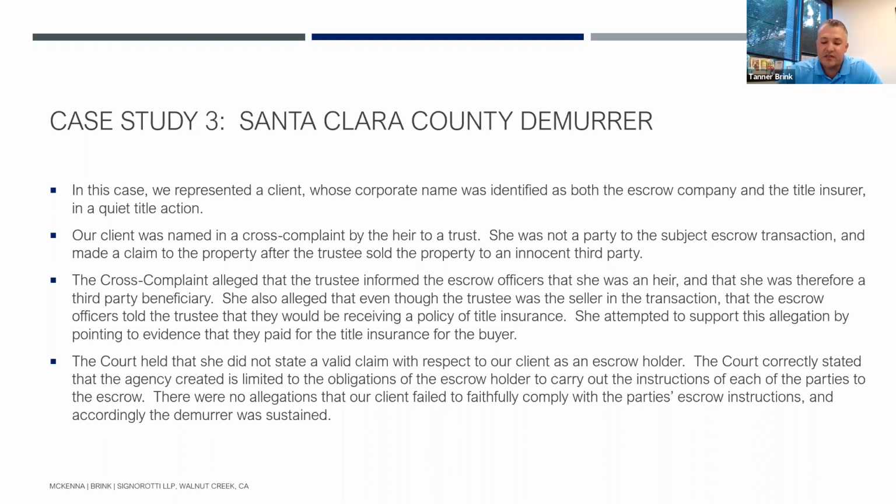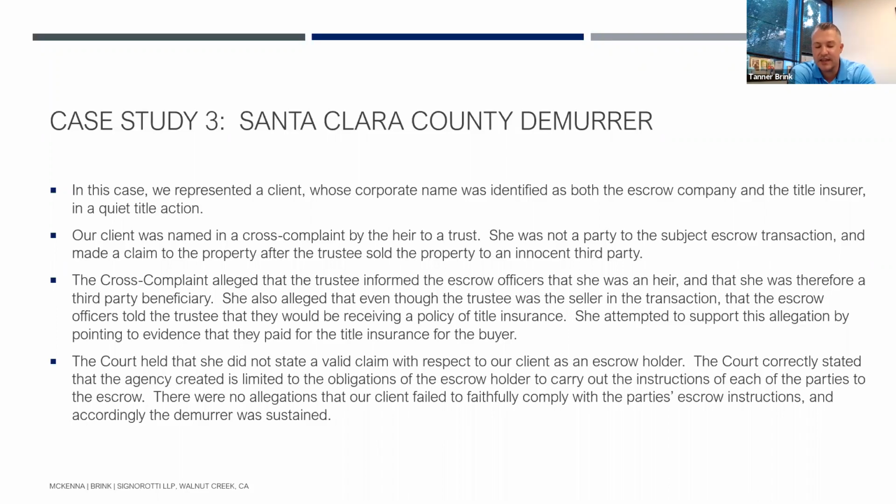And then she made a claim in this cross complaint to the property that the trustee eventually sold to an innocent third party. The cross complaint alleged that the trustee informed the escrow officers that she was an heir and that she was therefore a third party beneficiary. She also alleged that even though the trustee was the seller in the transaction, the escrow officers told her that she would be receiving a policy of title insurance. She based this on the undisputed fact that they did pay for the title insurance policy for the buyer, but she thought she was also going to be covered as the seller.